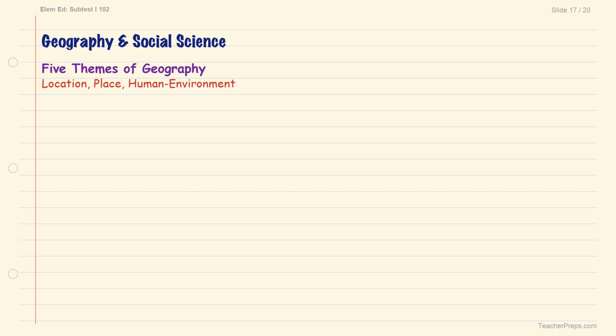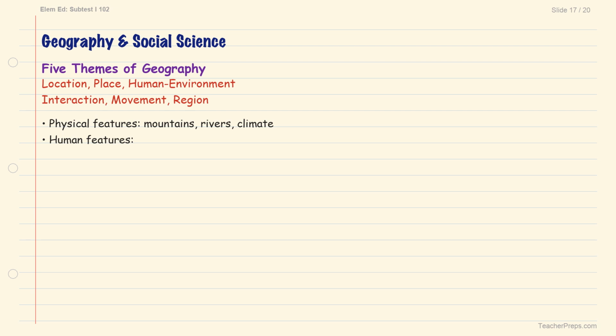Geography centers on 5 themes: location, place, human-environment interaction, movement, and region. Physical features include mountains, rivers, and climate. Human features include cities, culture, and borders. Know different map types. Political maps show boundaries, physical maps show landforms, and thematic maps display data like population or resources.